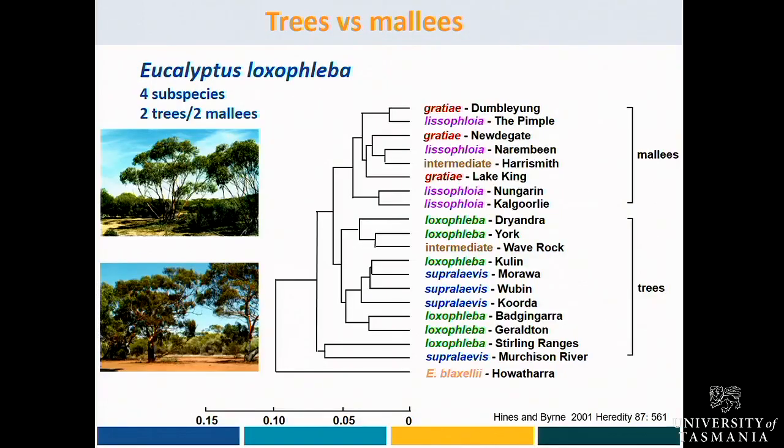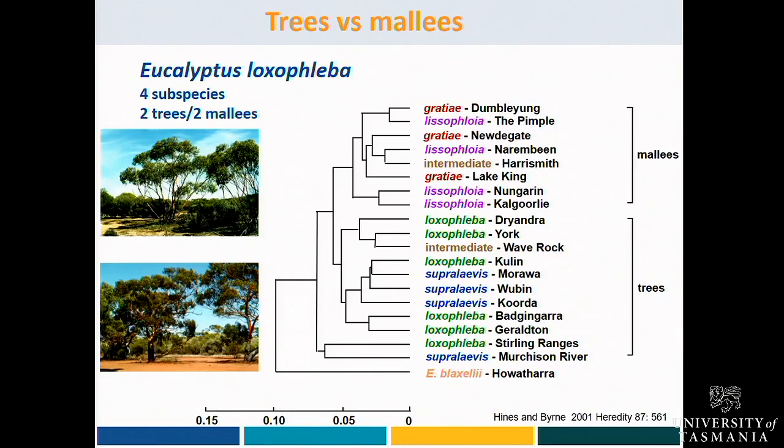So that brings me to the tree kind of versus mallees, and how good is that as a taxonomic character, because there's a bit of debate about that amongst taxonomists. This was an early study of Eucalyptus loxifleva, which has 4 subspecies. 2 are trees and 2 are mallees.